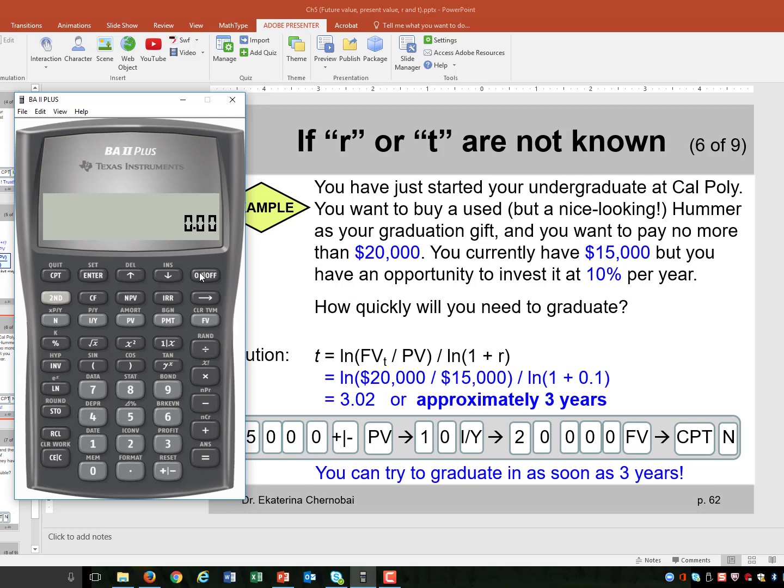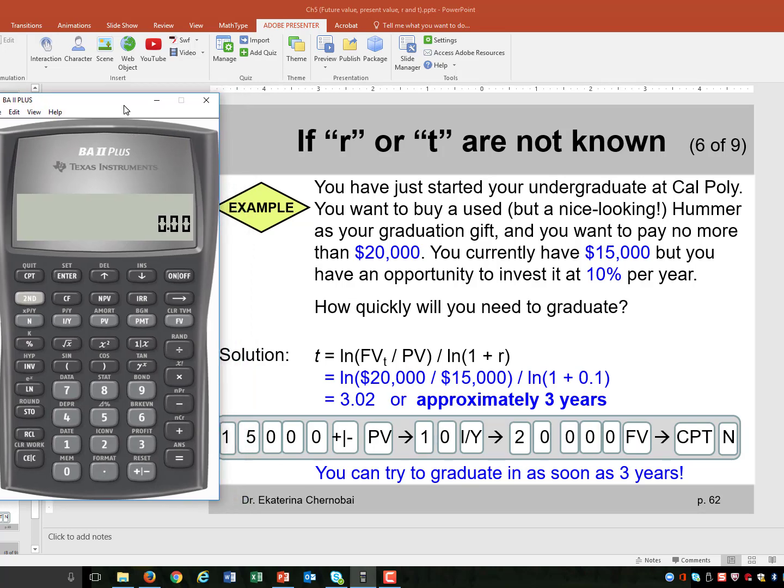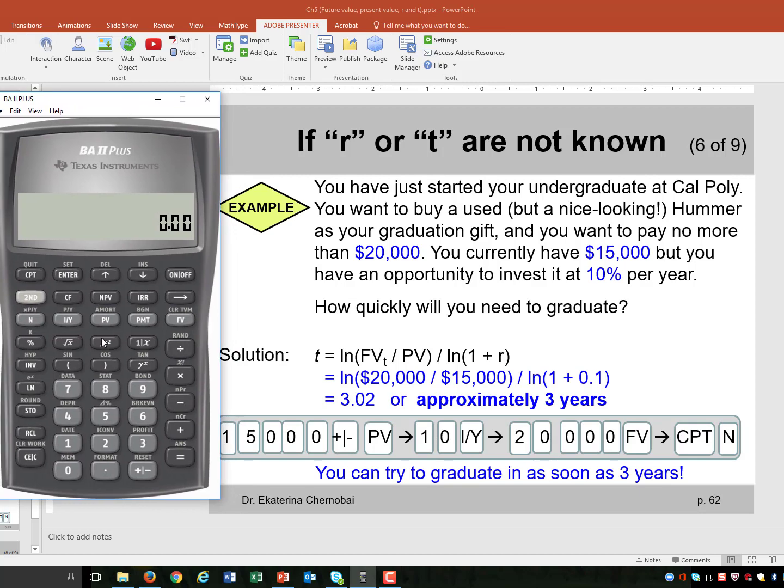Turn it on. We have $15,000 today. That's present value. Let's leave it as is. Let's not turn it into a negative value and just press PV. And instead change $20,000 from the future into a negative value. 20,000 negative FV, which is perfectly okay.